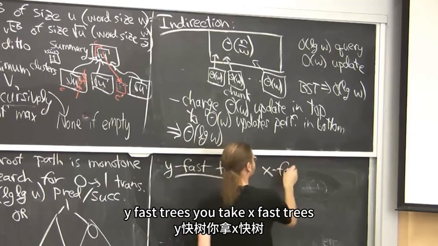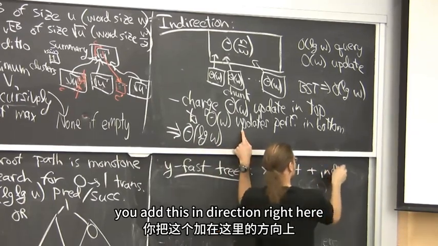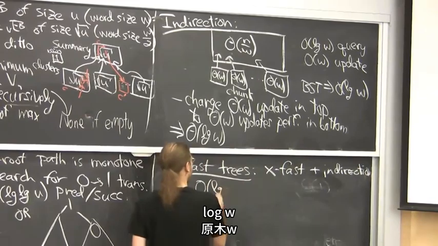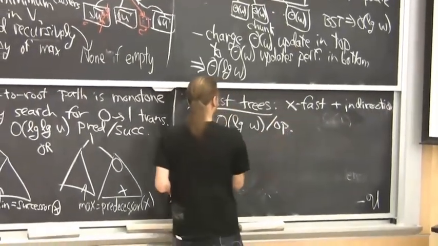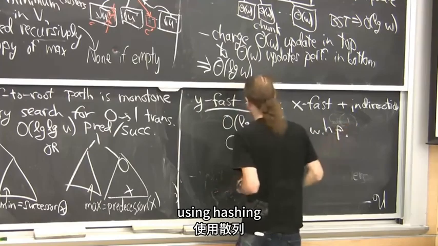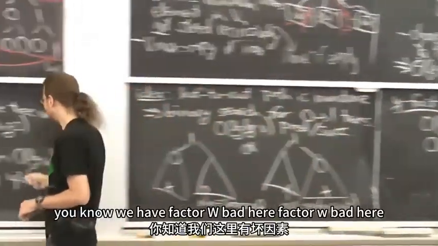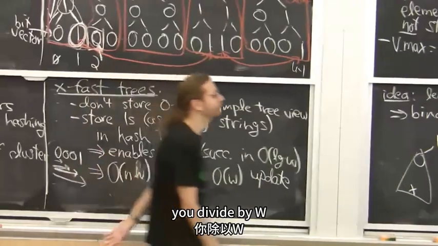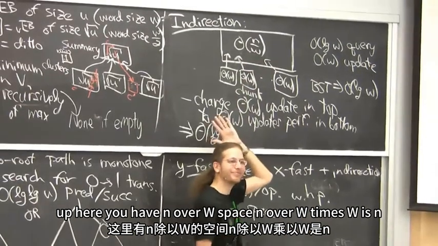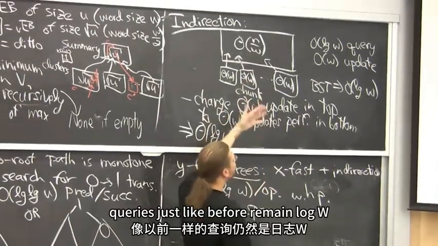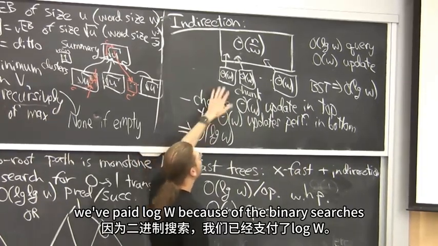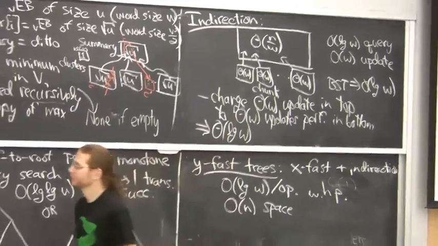Y-fast trees: you take X-fast trees, you add this indirection right here, and you get log W per operation, order n space. Of course, this is with high probability because we're using hashing. Because we have factor W bad here, factor W bad here, you divide by W, you're done. Up here you have n over W space, n over W times W is n. Queries, just like before, remain log W. But now, boom, updates. We've paid log W because of the binary search trees at the bottom, but pretty cool.